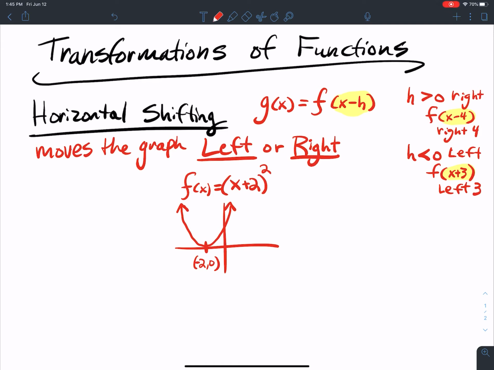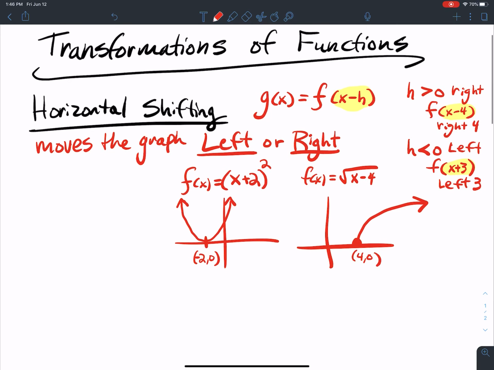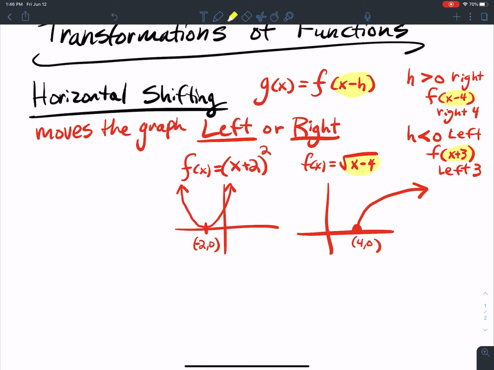Right? If I have another function and it's like the square root of x minus 4, what does that minus tell me to do inside the parentheses? I take my square root function that looks like this, okay? And I'm literally going to move it to the right 4 units. So this becomes 4, 0, my starting point for my square root, okay? So the right inside has a minus and the left inside has a plus, okay?